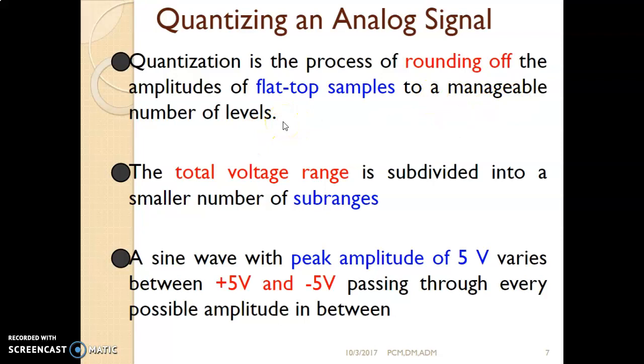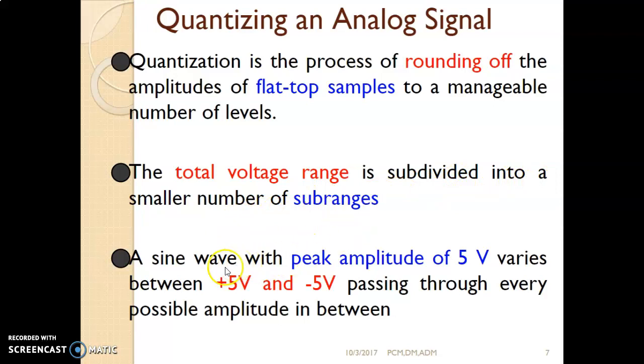As we know, an analog signal is defined with infinite values, infinite levels. So when we convert an analog signal into samples, let us say we have considered flat top samples, we have to round the levels of the analog signal to a manageable level. The total voltage range is to be subdivided into smaller ranges.